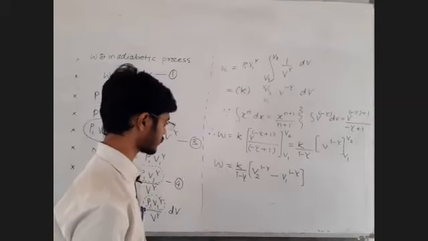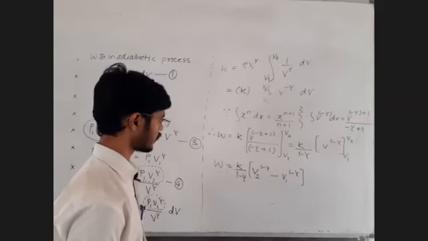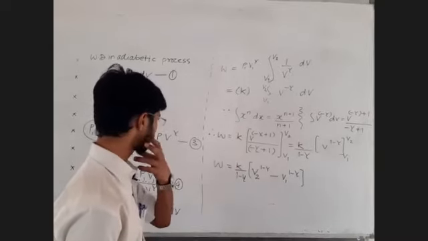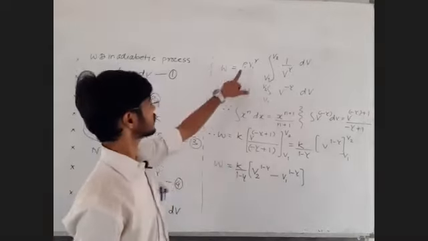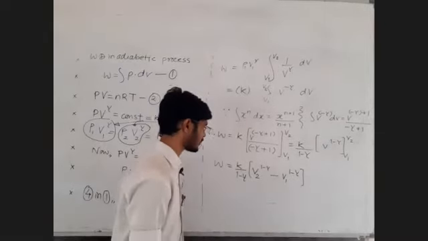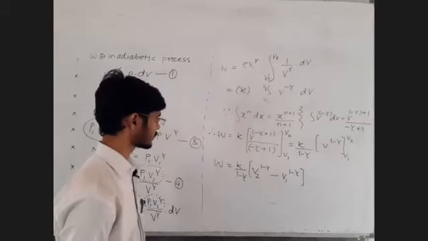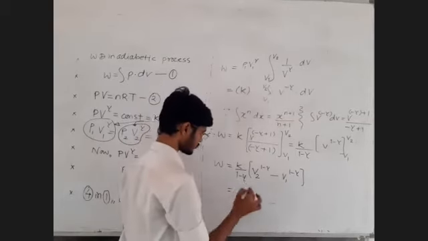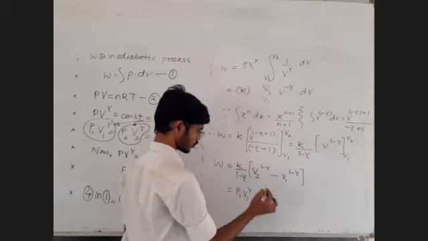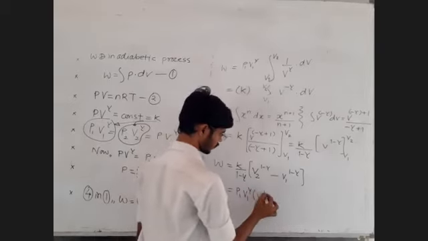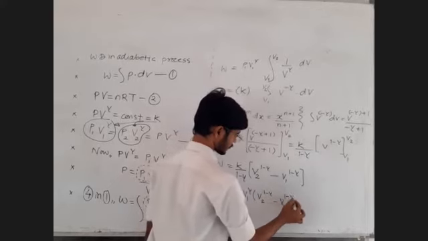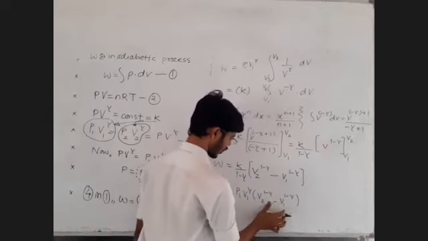Replacement of this constant. Now what can be done for the replacement of this constant? Anything you can do for the replacement of constant, like you can replace it again by P1 V1 raised to gamma. Let's see what happens if I replace it with P1 V1 raised to gamma. P1 V1 raised to gamma in the bracket V2 raised to 1 minus gamma minus V1 raised to 1 minus gamma.